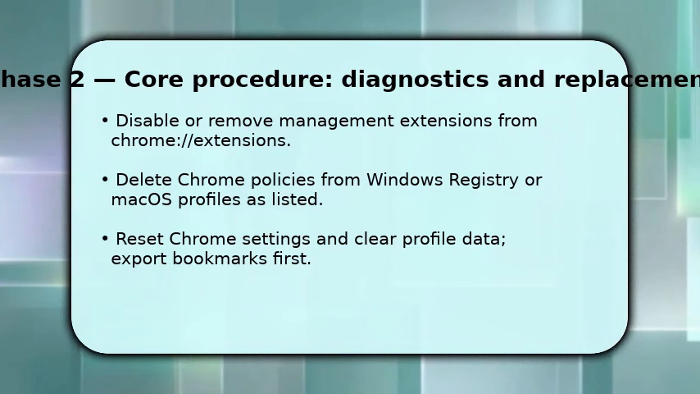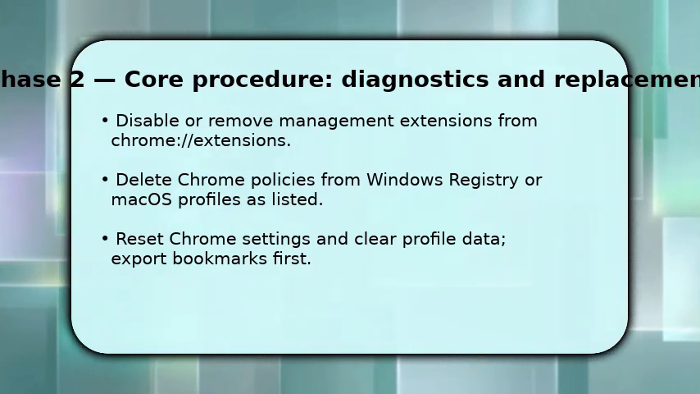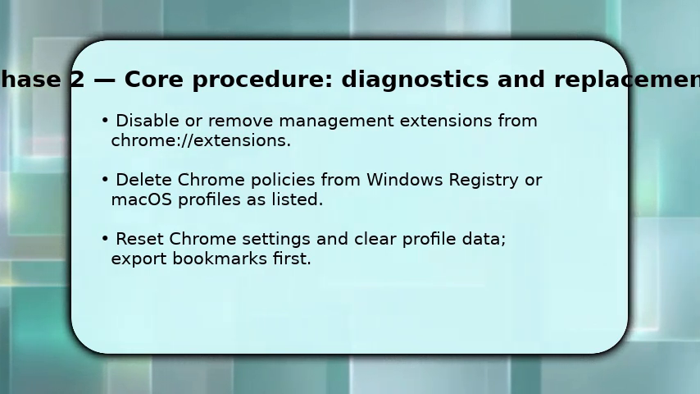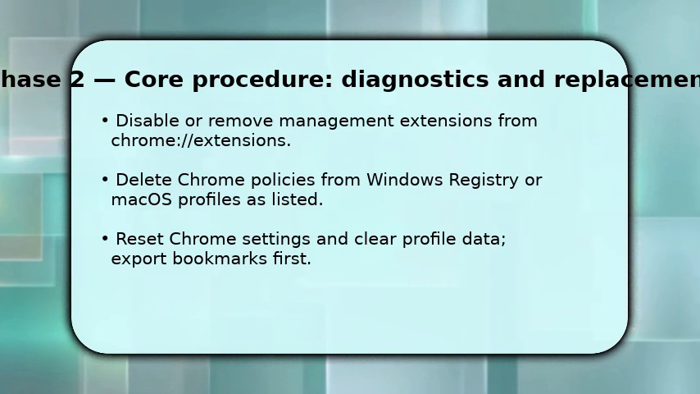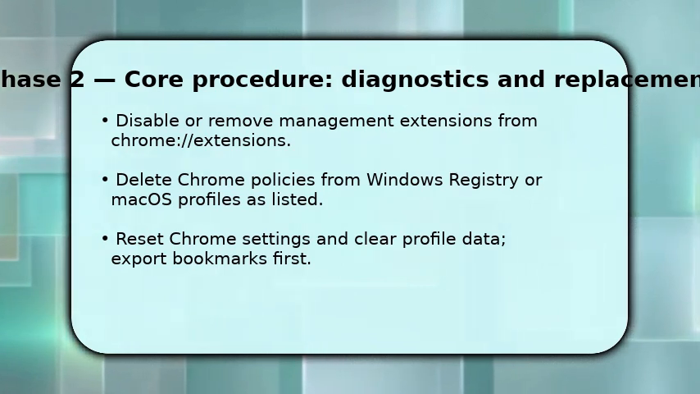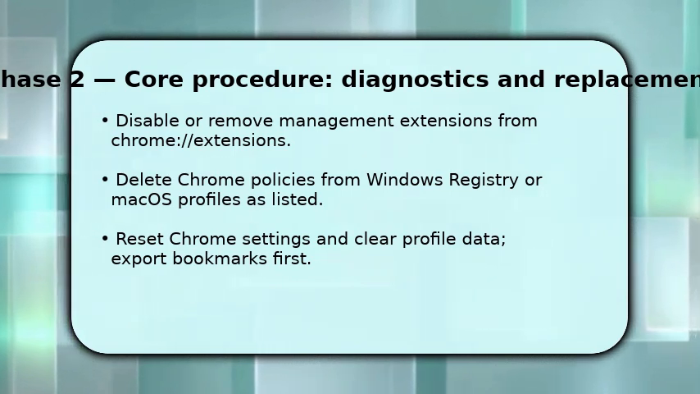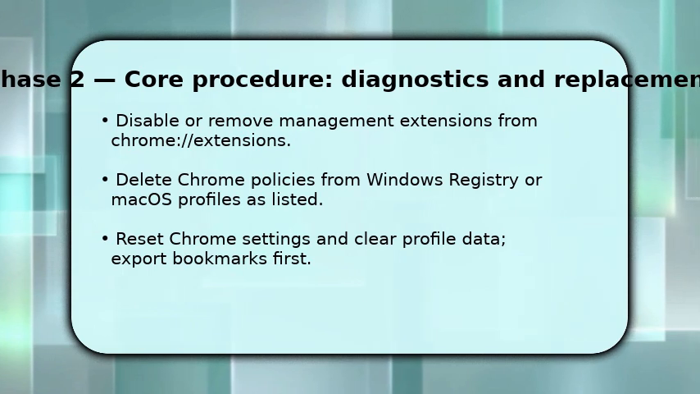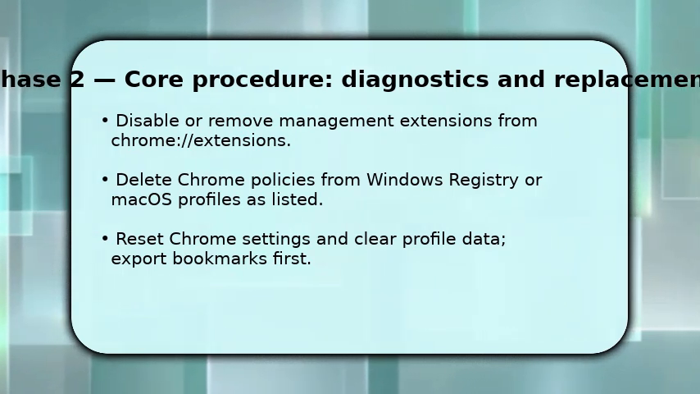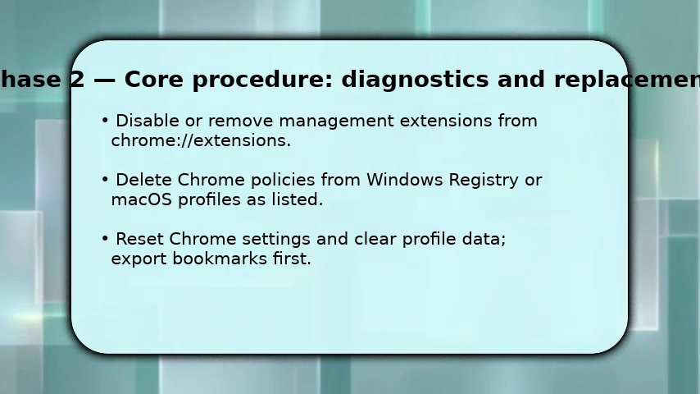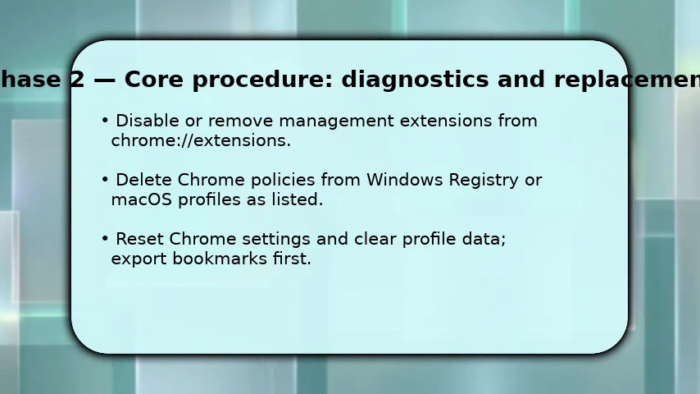Now, remove the most common causes. Go to Chrome //extensions and uninstall anything labeled Installed by Enterprise Policy. You must click Remove and restart Chrome. Then, on Windows, run regedit and delete keys under HKEY_LOCAL_MACHINE/Software/Policies/Google/Chrome and HKEY_CURRENT_USER equivalent. On macOS, remove configuration profiles in System Preferences.